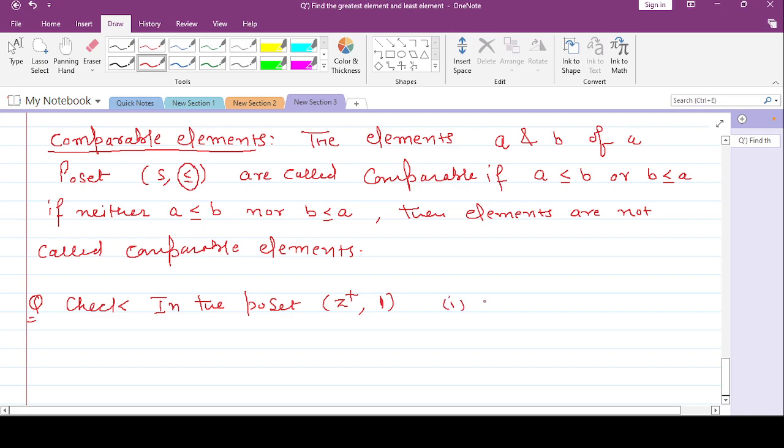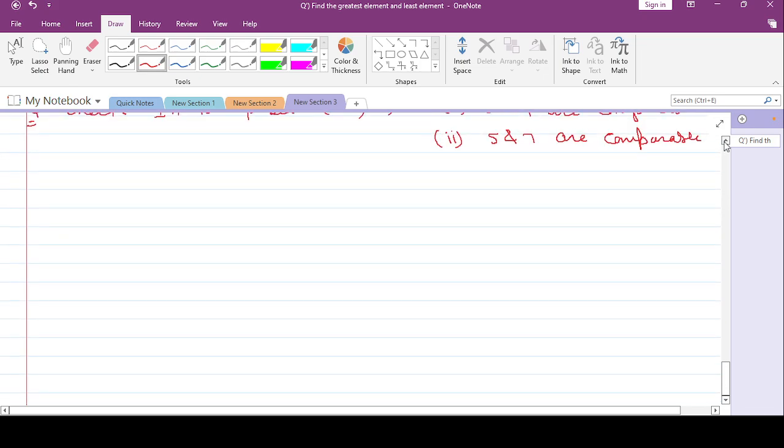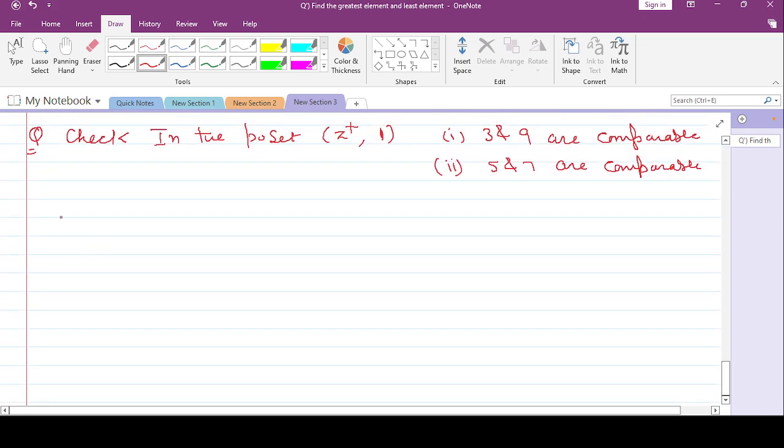Number one, 3 and 9 are comparable. Number two, 5 and 7 are comparable. Okay, so here we want to check whether these elements are comparable or not. So see the solution.